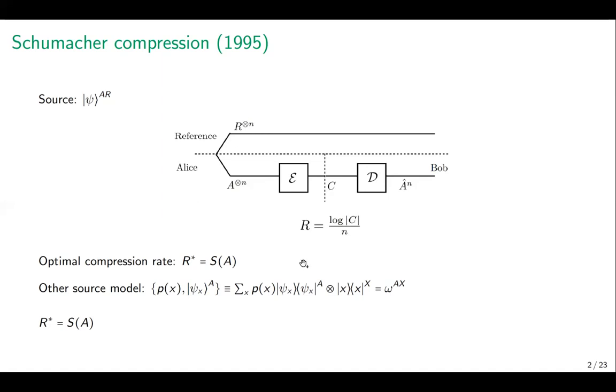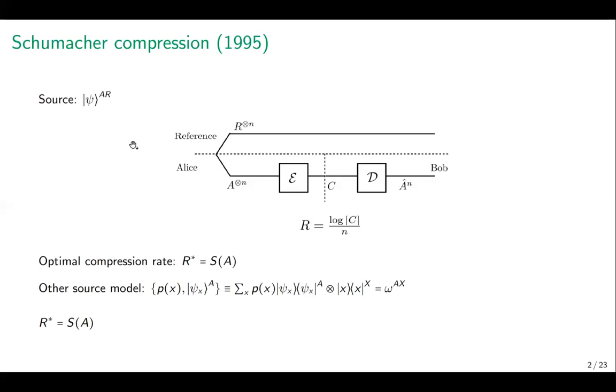This is actually a general theme for any source compression problem that I'm going to discuss in this presentation. So it is first important to grasp this compression model. Schumacher essentially showed that the optimal compression rate for this specific model is equal to the von Neumann entropy of the system A.